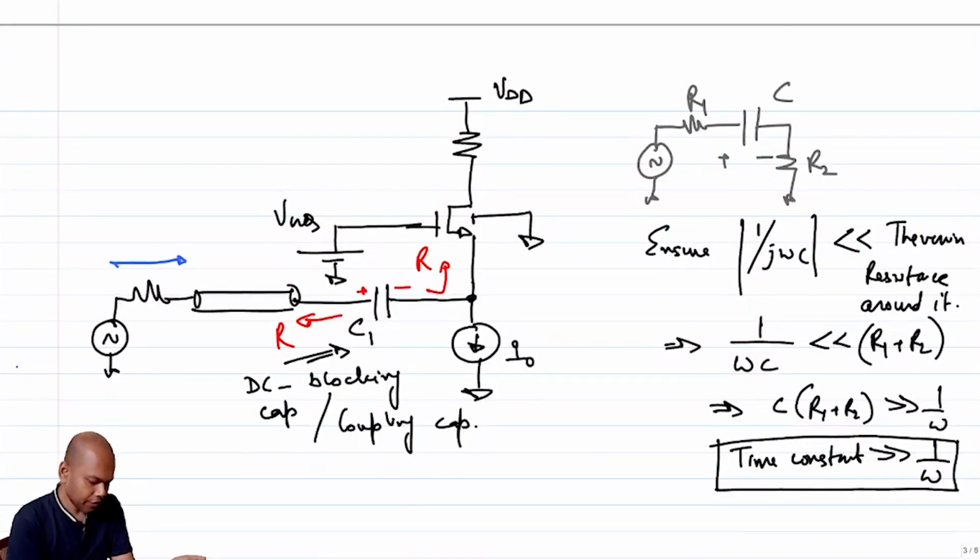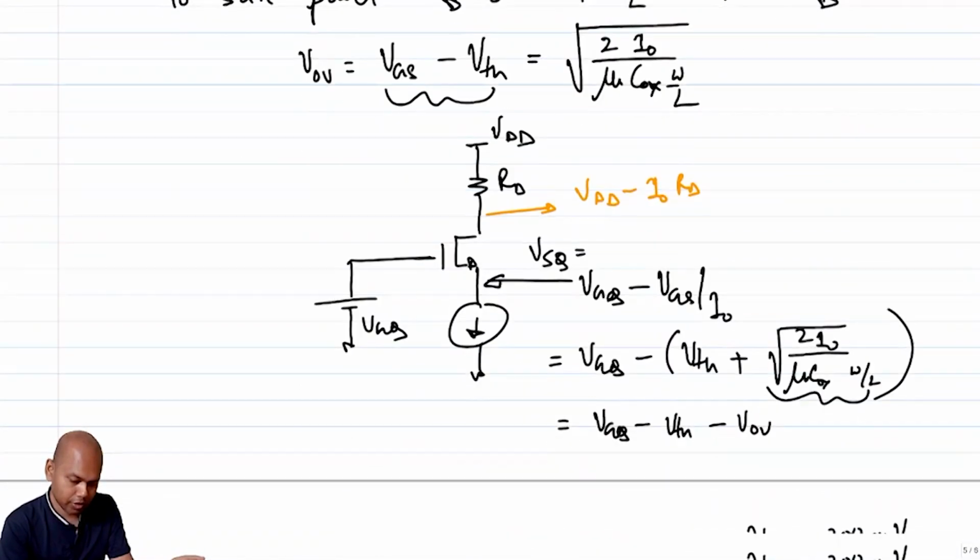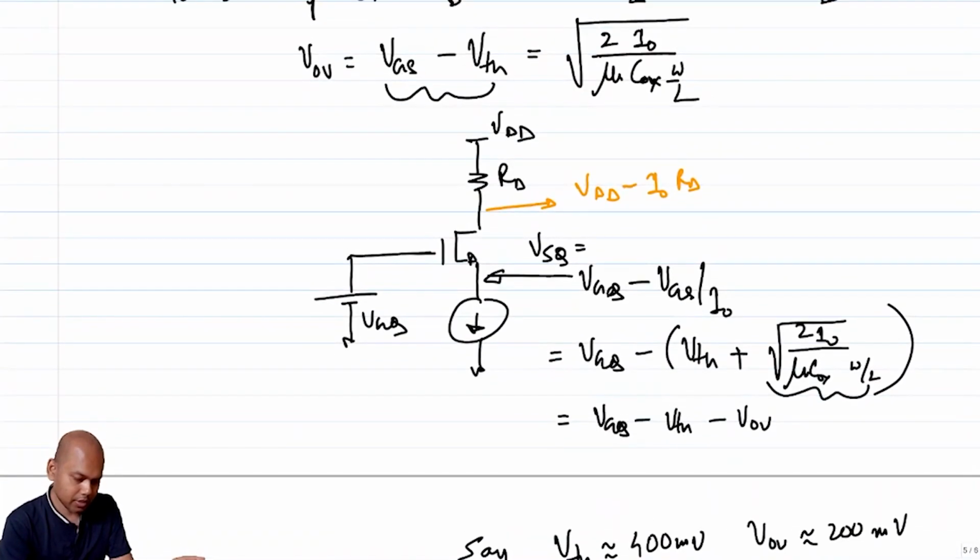When everything is matched, the signal current that I expect is Vi by 2R. This signal current is supposed to flow into the transistor. This is the incremental current that is supposed to flow into the transistor, which means this will be not I naught times RD.